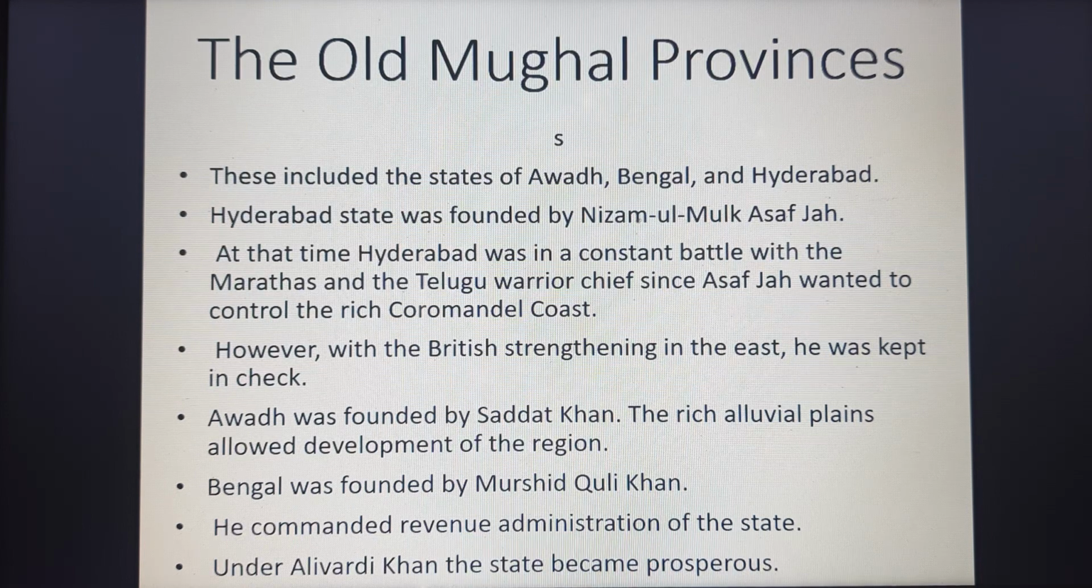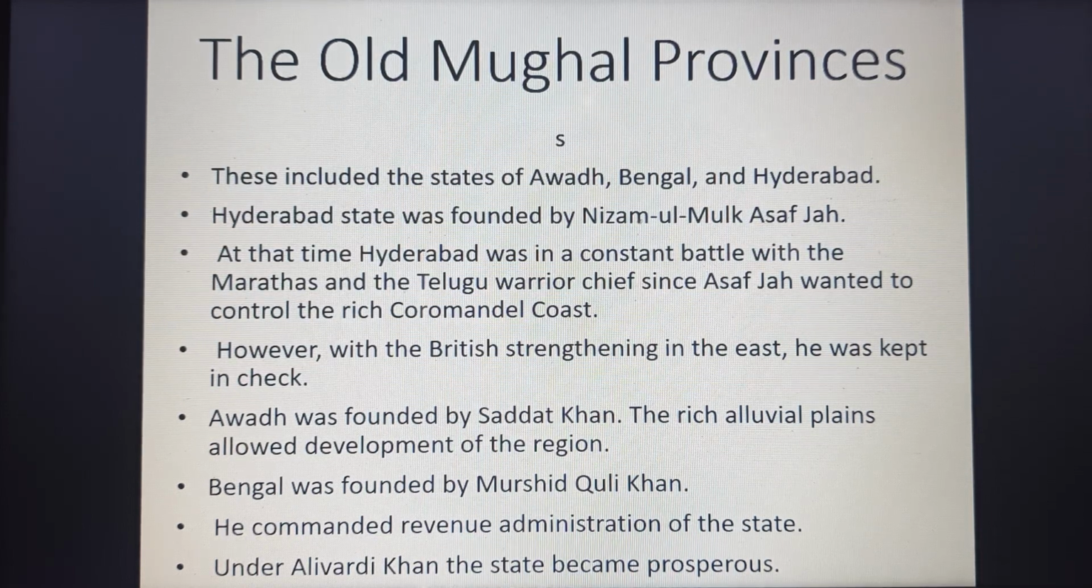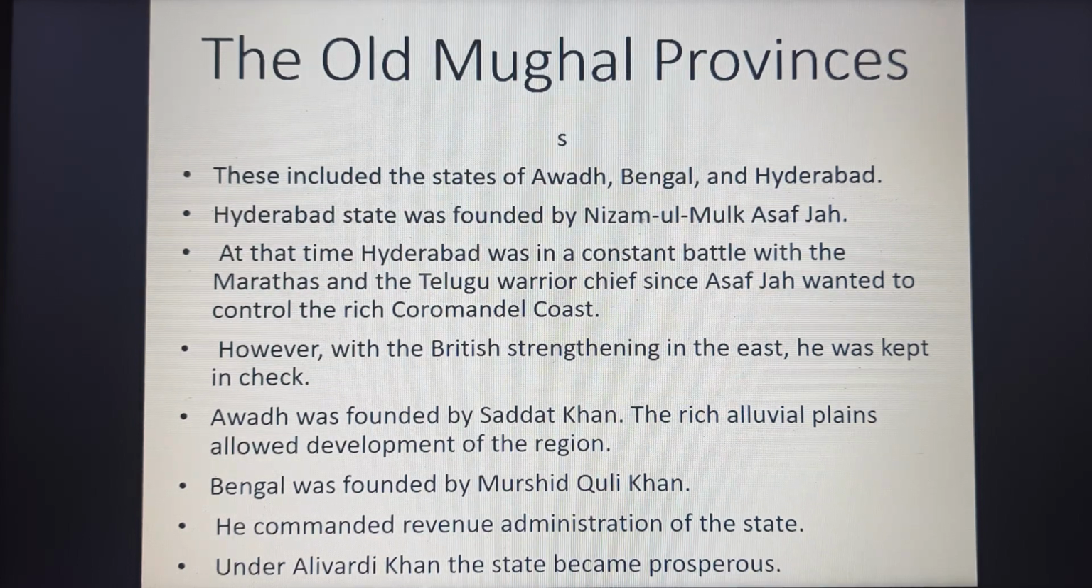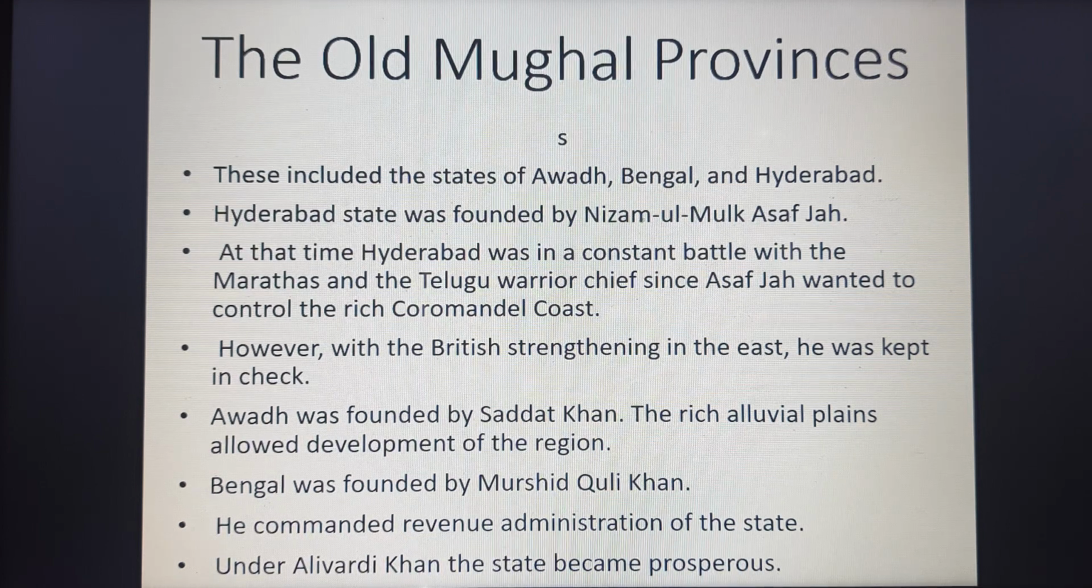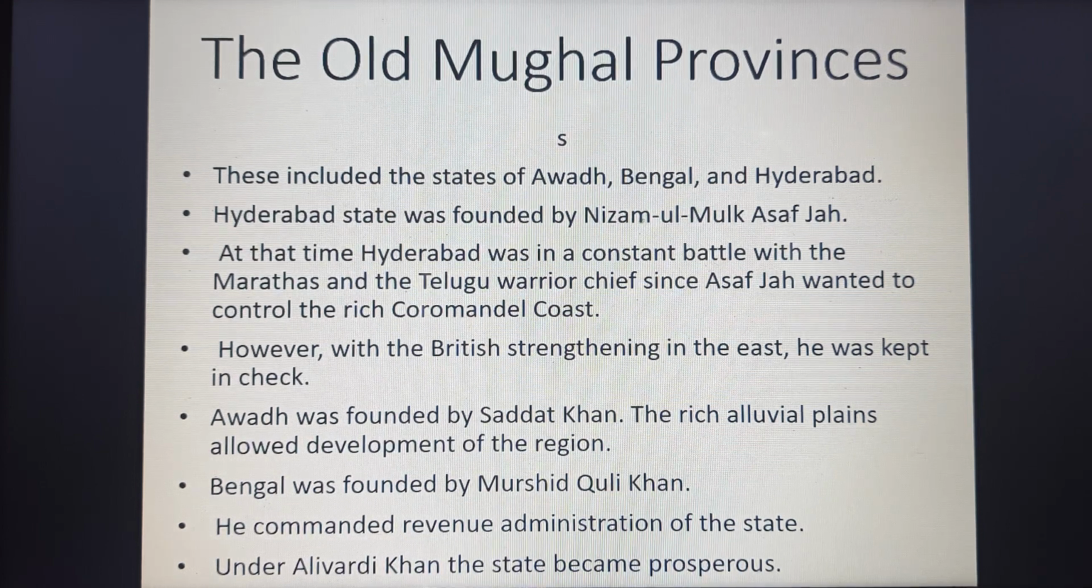However, with the British strengthening in the east, he was kept in check. Means when the Britishers were strengthening and taking control over Odisha or Bengal, at that time he was there, and he tried to reduce the power of the Britishers.